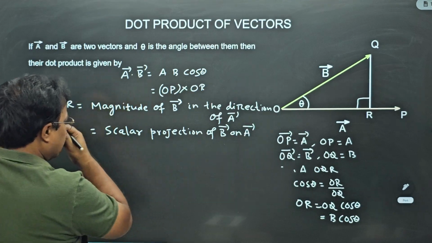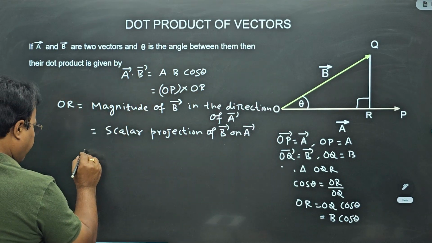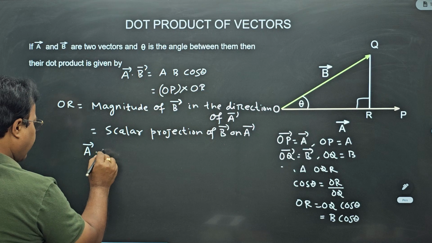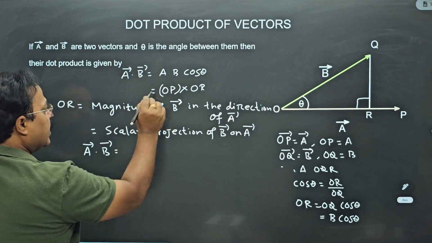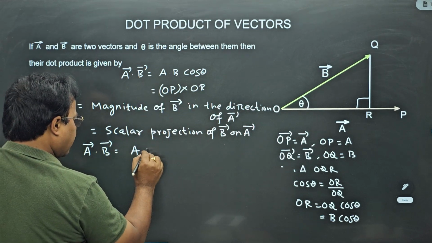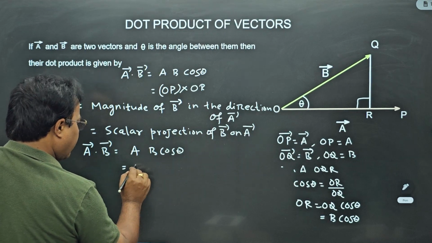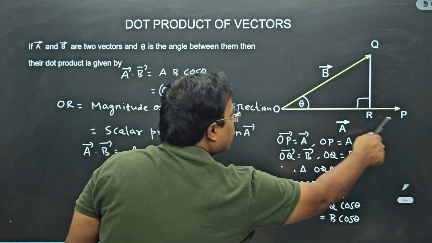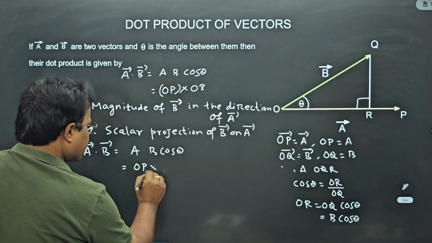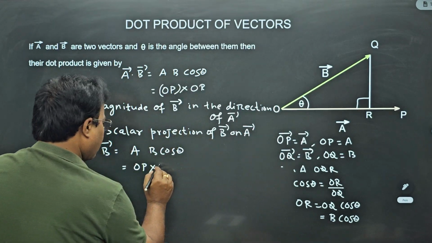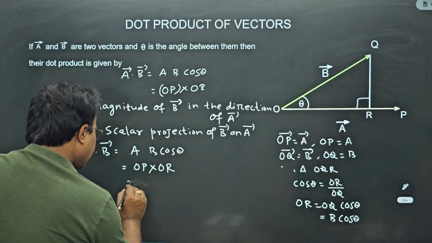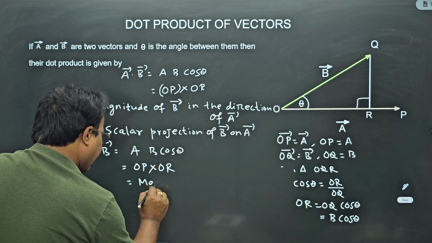Okay, my dear students. Please see, what is A dot B? A dot B is equal to AB cos theta. This is the dot product of vectors. What is A? The magnitude of A is equal to OP. What is the magnitude of B cos theta? It is equal to OR. It means OP is the magnitude of A vector.